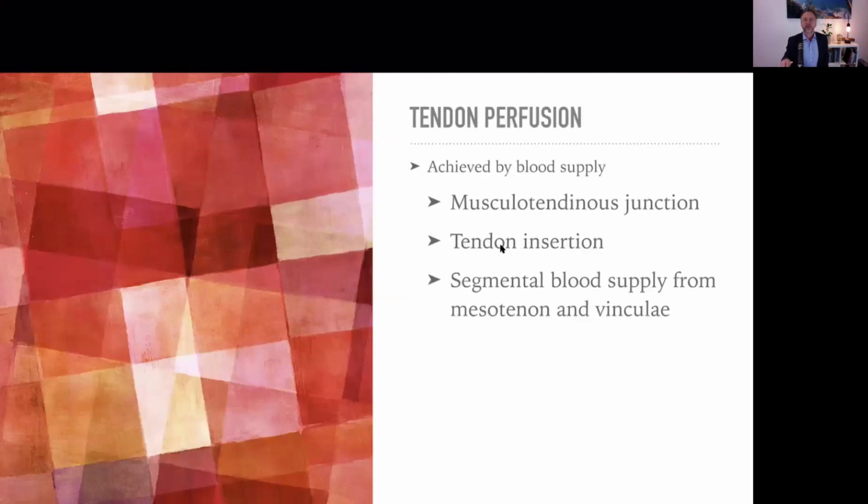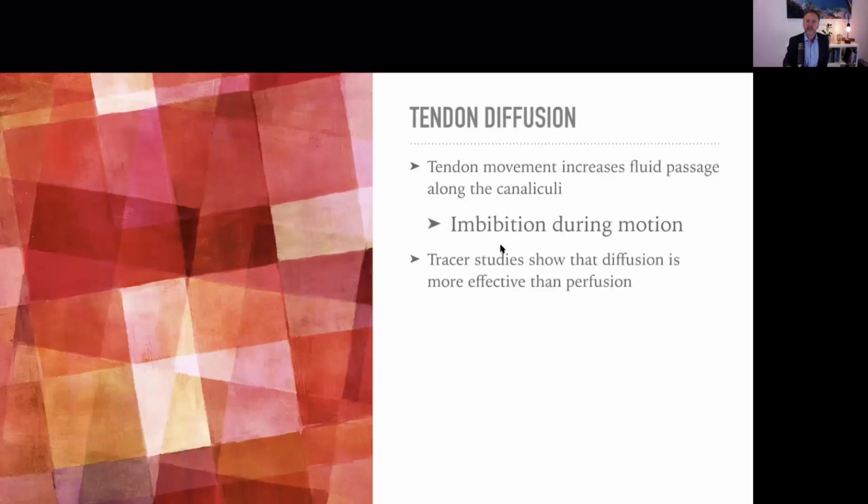We mentioned that before about perfusion and diffusion. So the perfusion is through our vincula at the junction, up proximally in the forearm, at the insertion, and then through the vincula. Diffusion is through fluid, synovial fluid, and this is obviously pumped around while we're using our hands during motion.